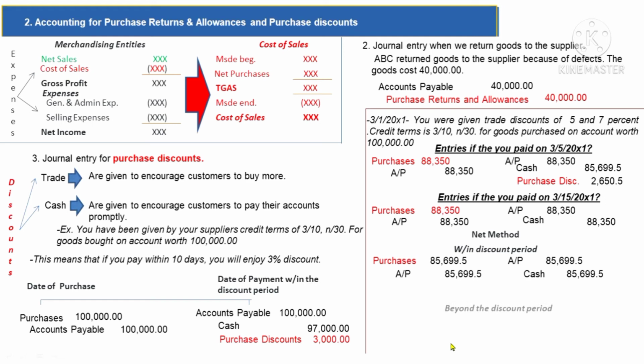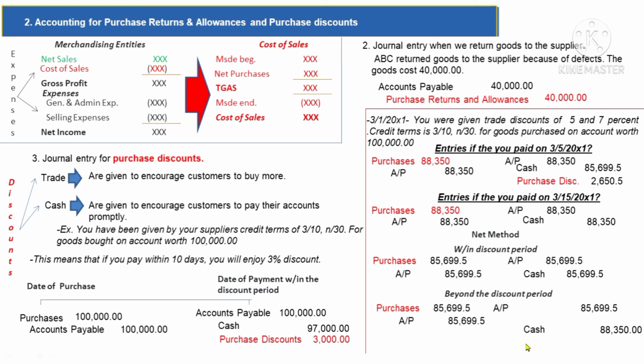But what if you paid beyond the discount period? If you paid beyond the discount period, at the date of purchase, the entry is still debit purchases 85,699.5 and credit accounts payable 85,699.5. But at the date of payment, you are to debit the accounts payable of 85,699.5, but you are to credit cash of full 88,350 as payment because you paid beyond the discount period. The problem is the entry is not balanced, right?